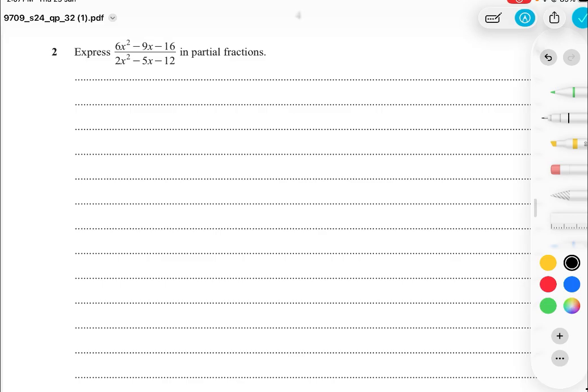Before expressing, tell me one thing. The powers are same, sir. So before expressing, we have to divide. Yes or no? Before expressing in partial fraction, the power of the denominator should always be greater than the power of the numerator. It cannot be same as well. Okay, so we will divide.